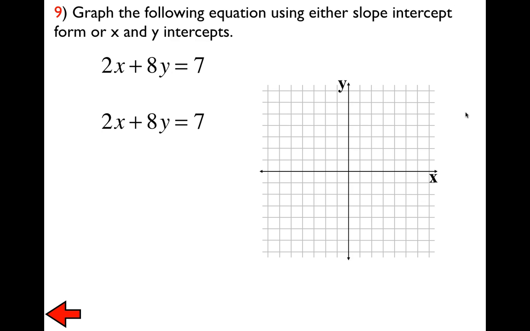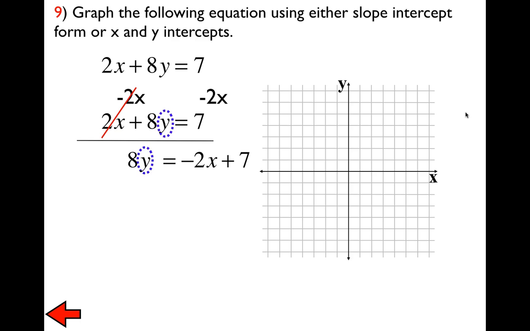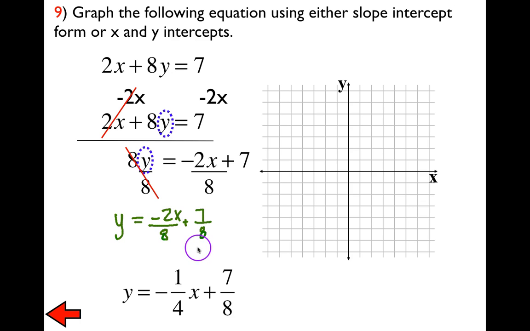Here, if you use slope-intercept form, you're going to isolate y by subtracting 2x from both sides. Here, you need to divide both sides by 8, which is going to leave you with y here. First of all, the 8's cancel each other out. Y equals negative 2x over 8 plus 7 also over 8, which reduces to y equals negative 1/4 x plus 7/8.